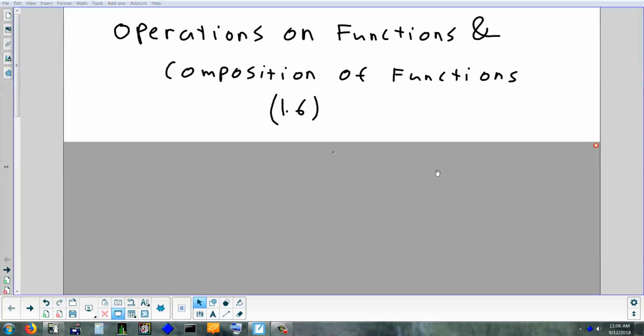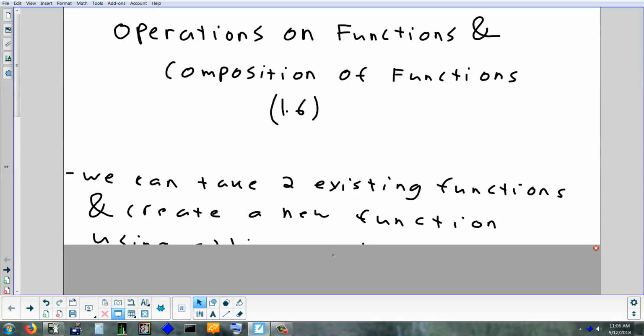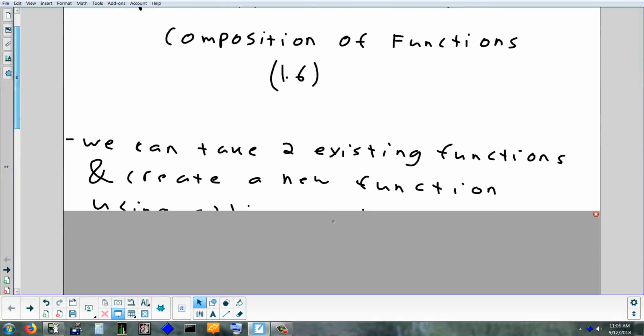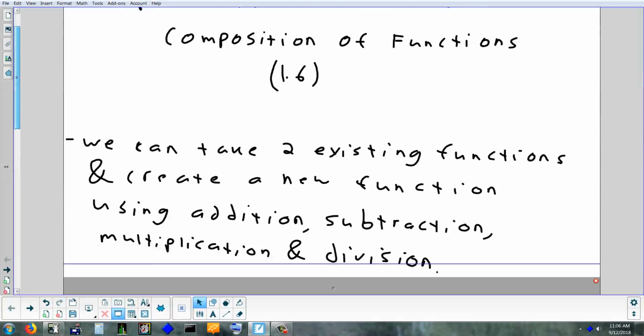Okay, so the last section we're going to look at in chapter 1 is 1.6, and it's on different operations we can do with functions, including a special one called composition. What we're basically going to look at is, I'm going to give you two different functions, and we're going to combine them together to make a new function. Four basic ways you can combine existing functions is just to use addition, subtraction, multiplication, and division.